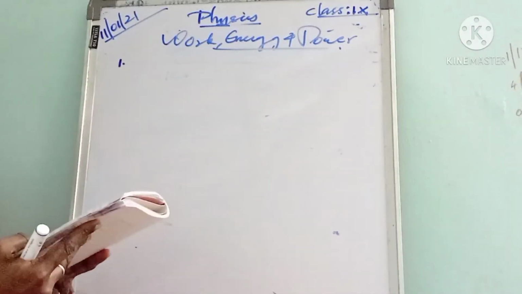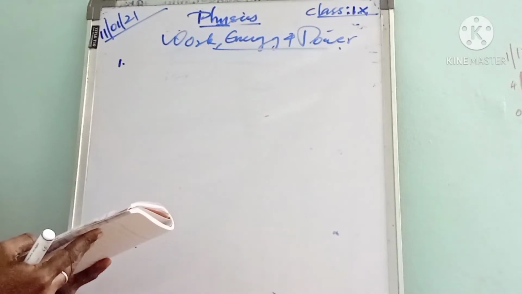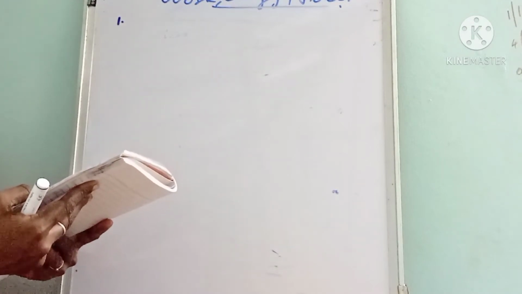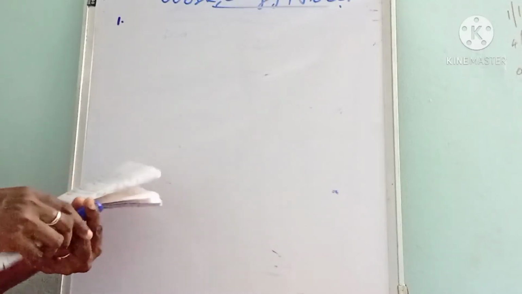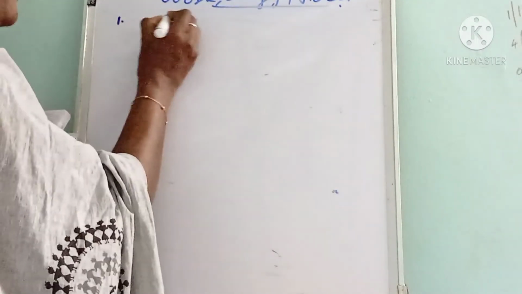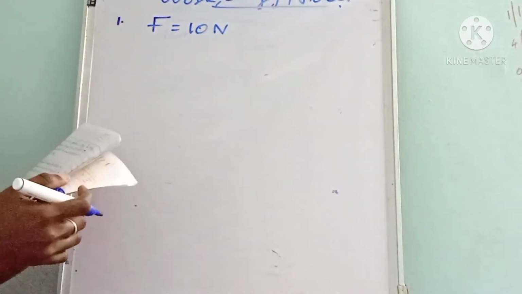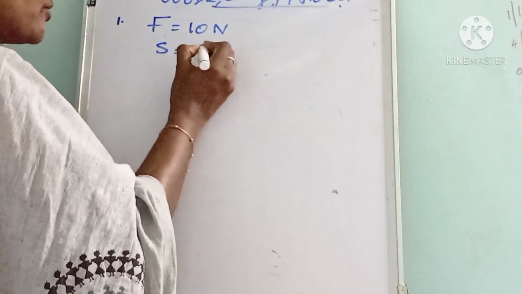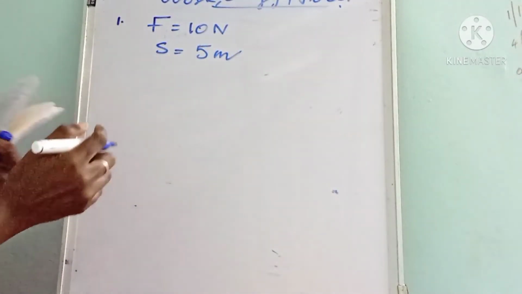The first question is, a force of 10 Newton is applied on a body. The body is displaced through 5 meter in the direction of force. Calculate the amount of work done on the body. Here we are applying a force F equal to 10 Newton on a body, so that the body gets displaced, that is displacement S is 5 meter. Then we have to calculate the work.